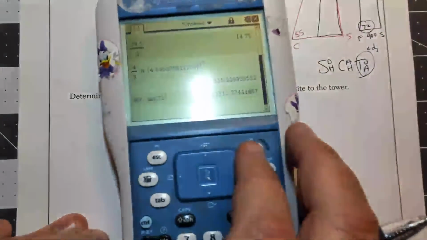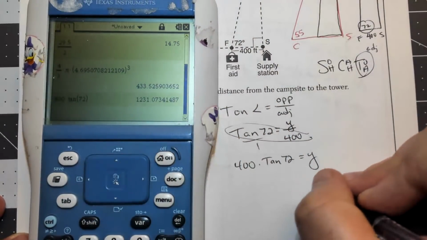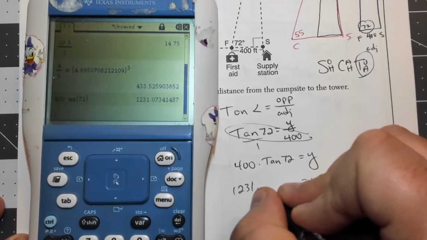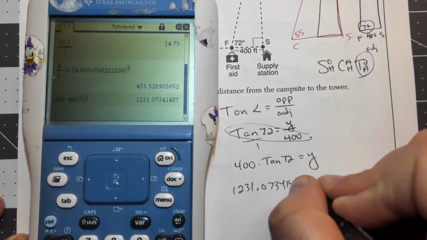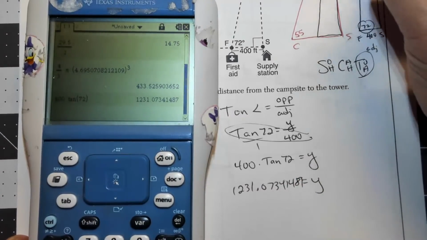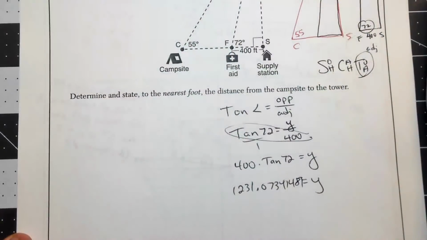So we get this guy. You see it? Right there. So y is equal to 1,231.07341487. Crazy number. That's what we're using for this, okay? So in the really big triangle we got here, let's redraw that one so you can see it, okay?